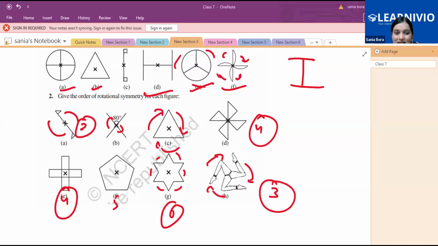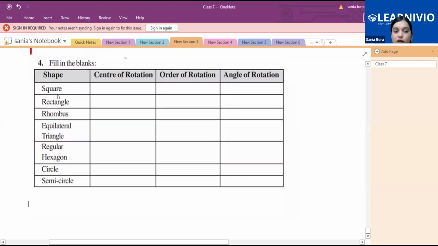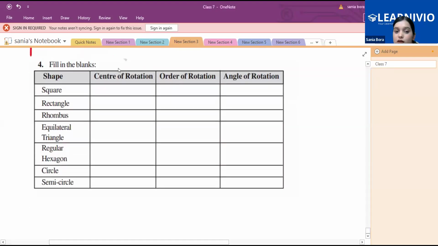Okay, now the last, not this last question, but again something which I want you to fill in, then I'll tell you how to fill this. I just want you to try it once. I'll explain this, but I just want you to try. Shape is given, center of rotation, then order of rotation, and then angle of rotation. So for a square we use 90 degrees because that's its minimum angle of rotation.